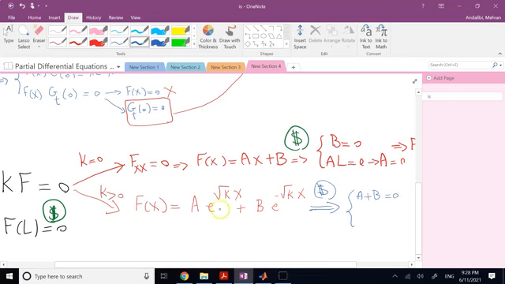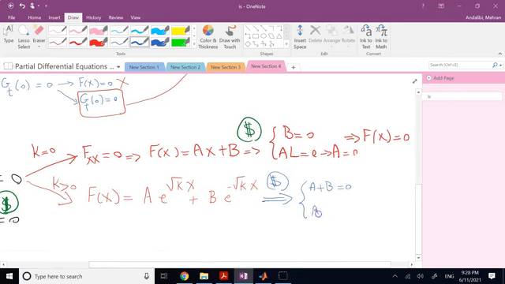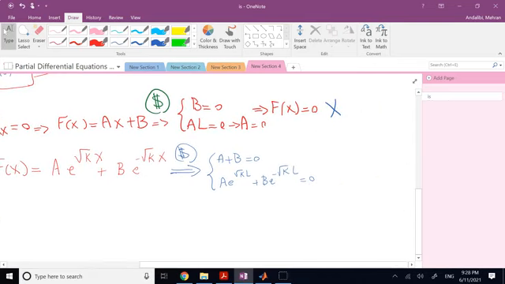And if you plug in L in it, then it will be a times exponential of square root k times L plus b times exponential of negative square root k times L is 0. And well, here, what's the solution? Well, from the top one, a should be equal to negative b, correct? Or b is negative a.